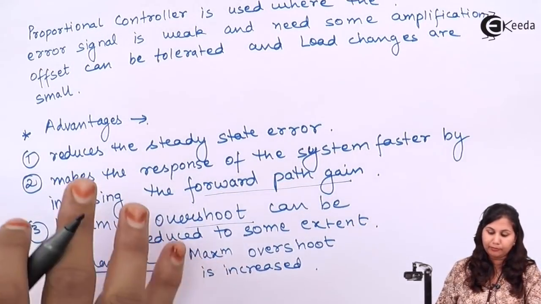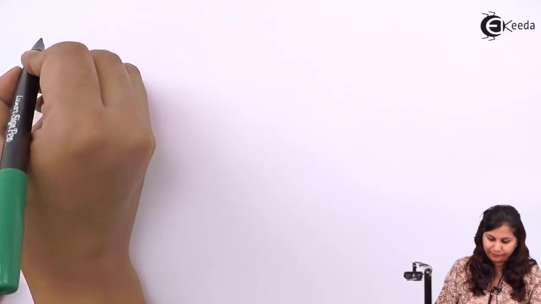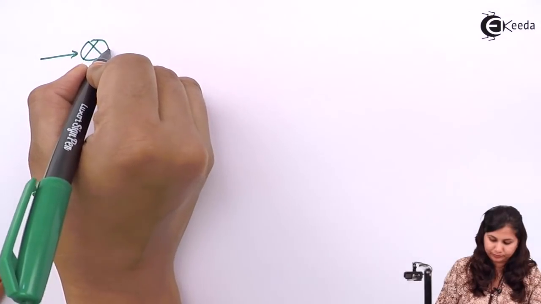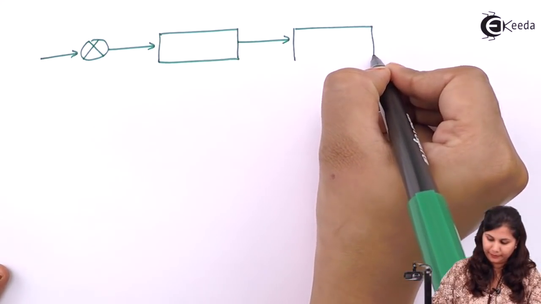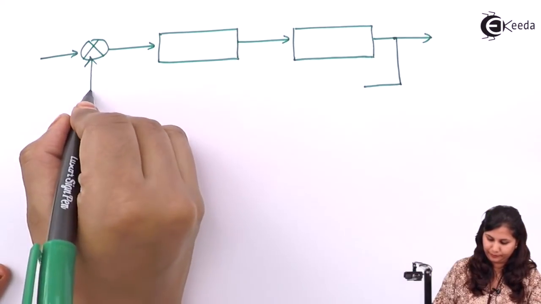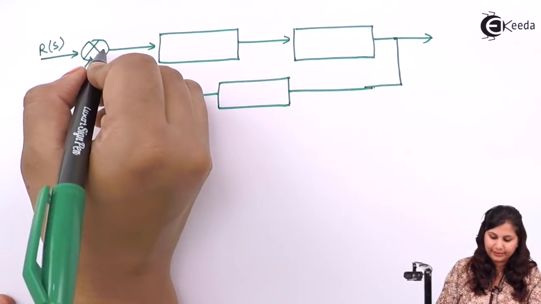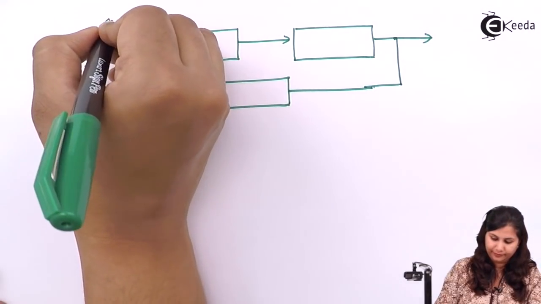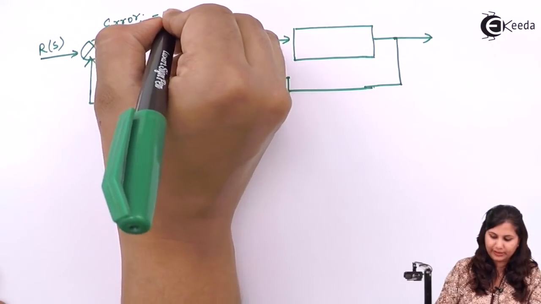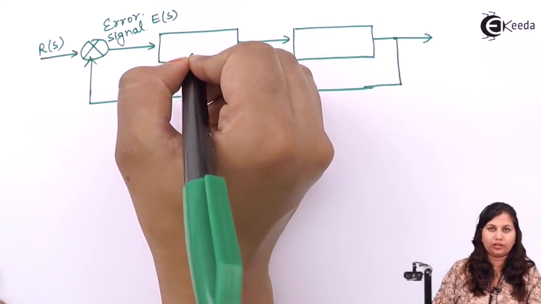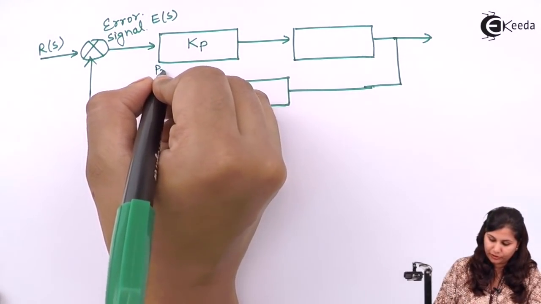Now if we see the block diagram representation of this proportional controller, then we have the error detector, then we have the controller. Because it is a proportional controller, this was our reference input, that is R(s). This is the actuating error signal. The error signal is e(t), so its Laplace transform is E(s). And this is our controller. Here we have the proportional controller and its proportionality constant is Kp. So this is our proportional controller.